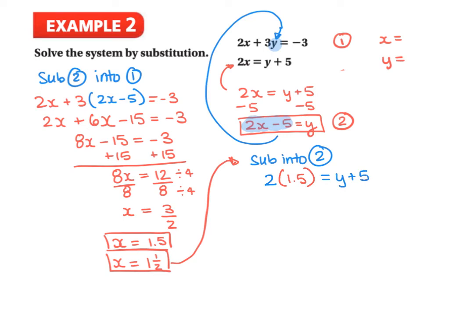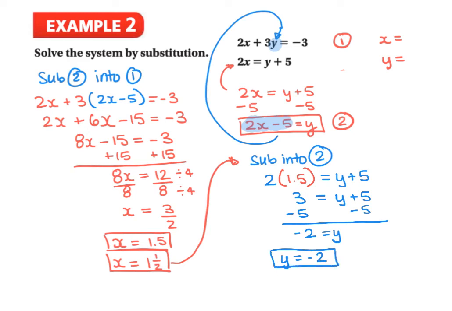2 times 1.5 is going to give me 3, is equal to y plus 5. And to solve for y, I'm going to take away 5 from both sides, and I get that negative 2 is equal to y. So my second solution is y is equal to negative 2. If I write this out as a coordinate, my final answer is this coordinate of 1.5 and negative 2. And again, we can use Desmos and see if, when we graph equation 1 and this original equation 2, they actually intersect at this point.